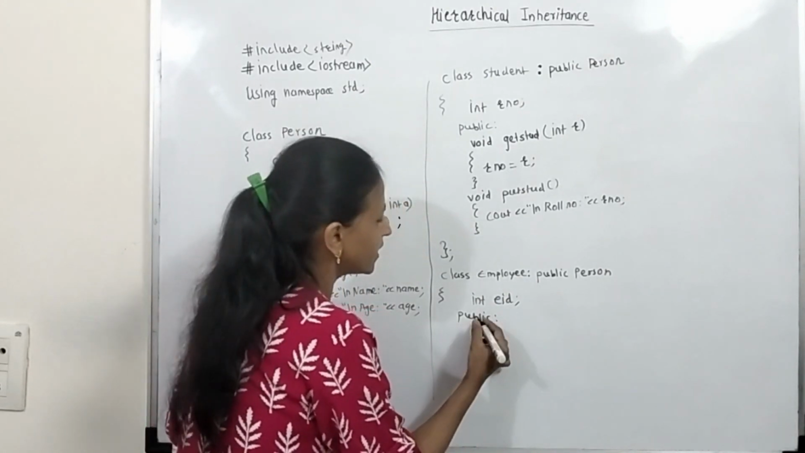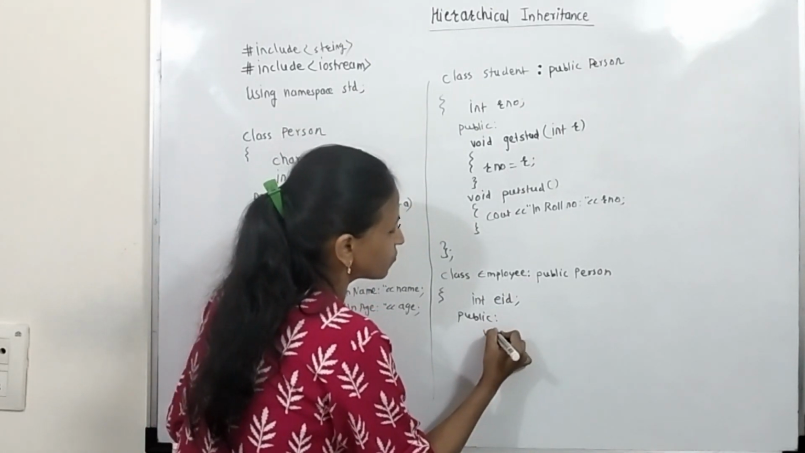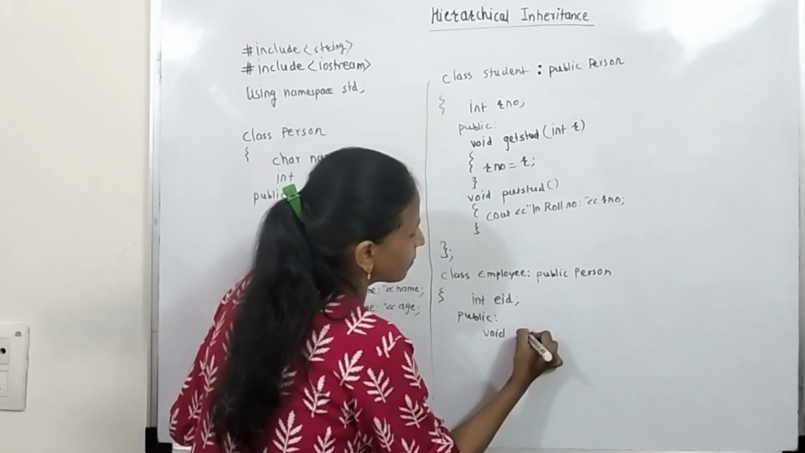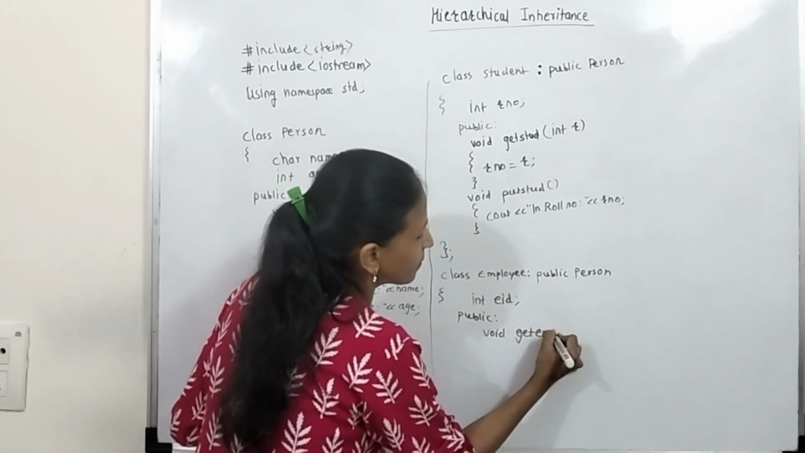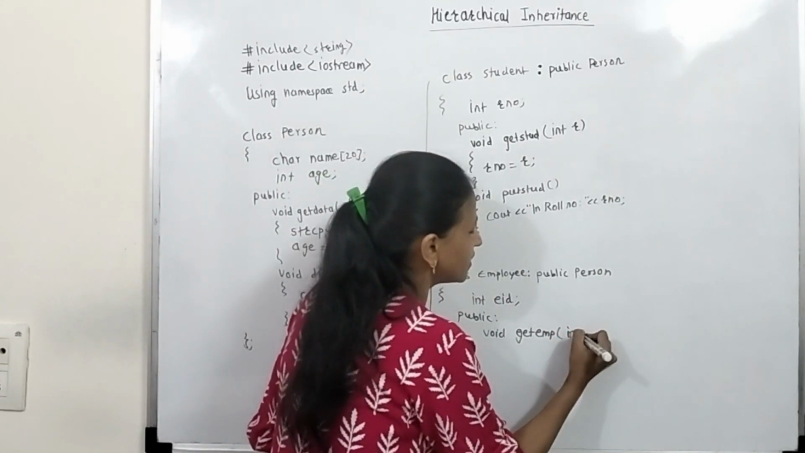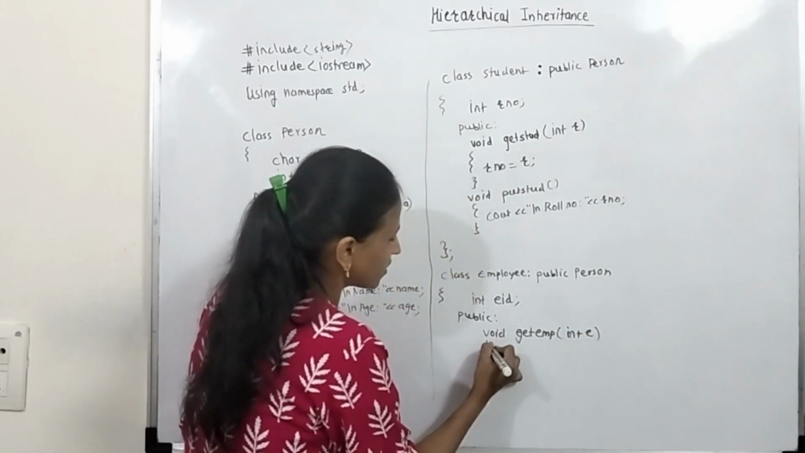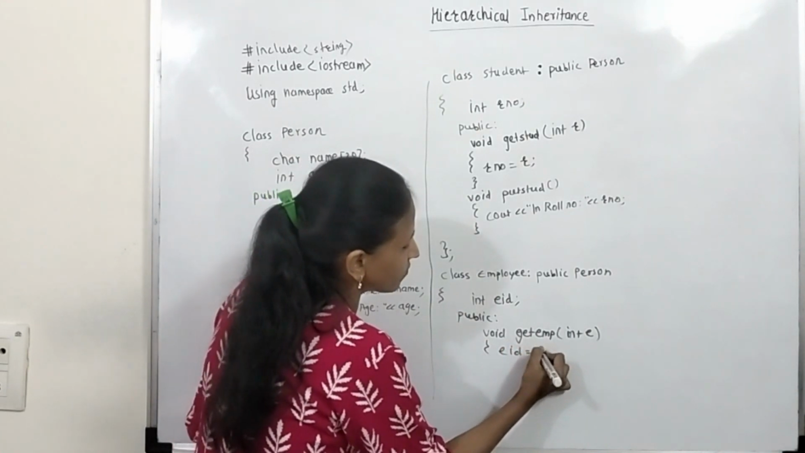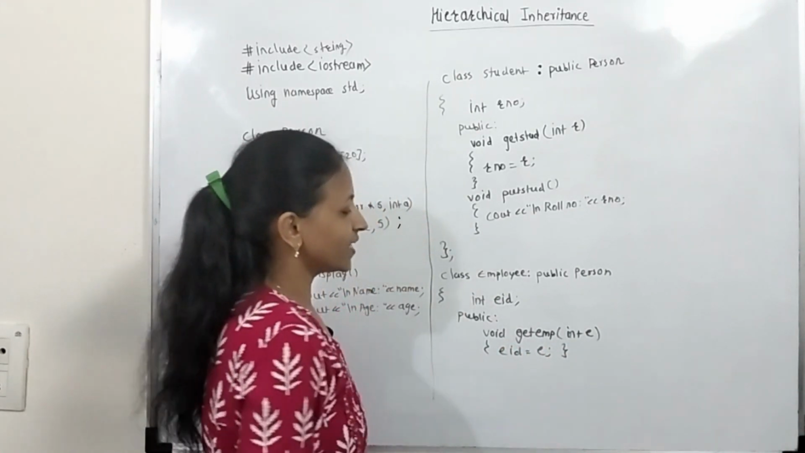Now how to write that? Simple. Here first void get emp, this is the name of the member function to accept employee details. Now we will pass here let e. Now that we have to copy inside eid equals e. That's it. This is the get emp function.